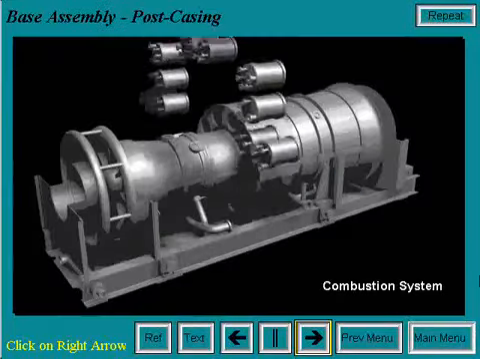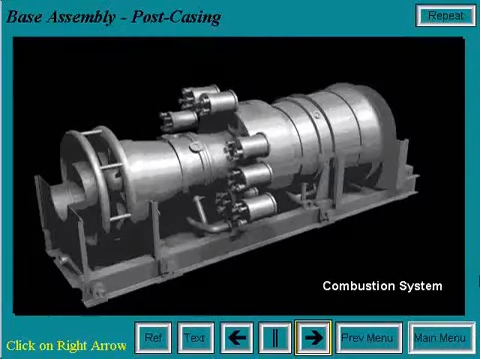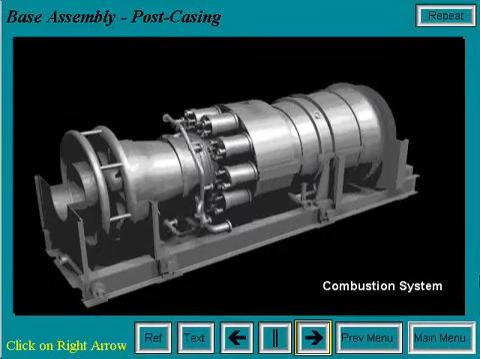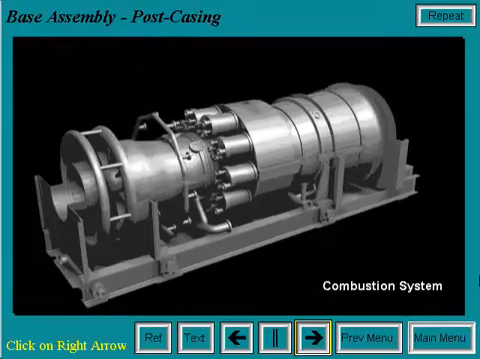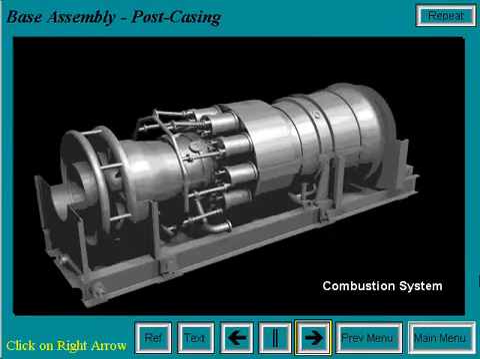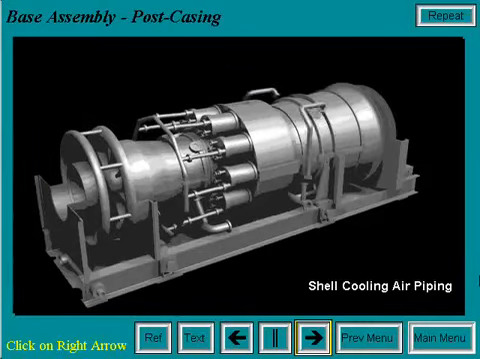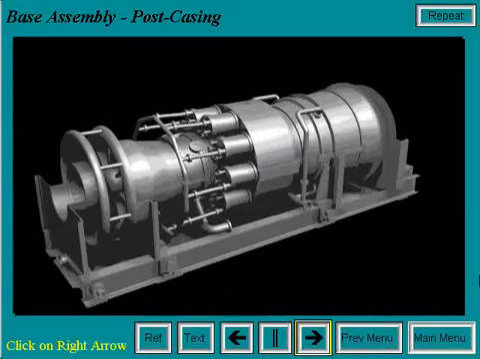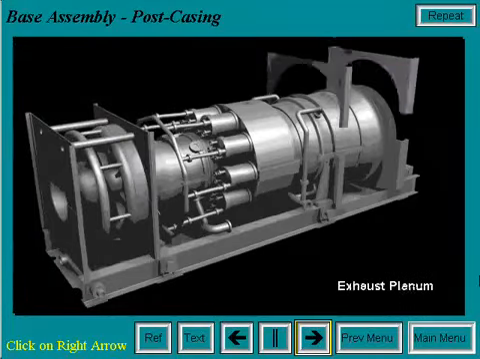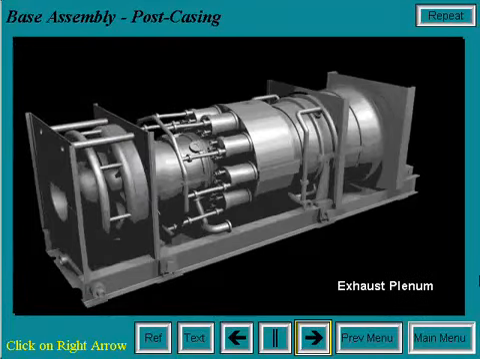Once the casings are on, the combustion system is installed. Next, the shell cooling air piping is installed. Air comes from off-base blowers to facilitate shell cooling in the turbine and exhaust casings. Then the inlet plenum is installed. After this, the exhaust plenum is put in place.